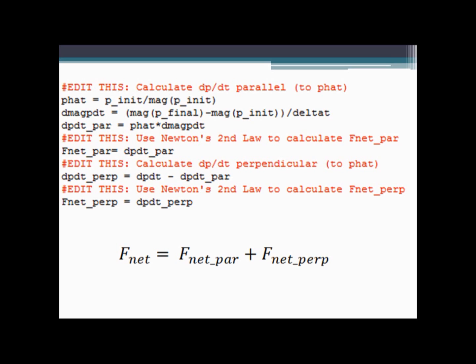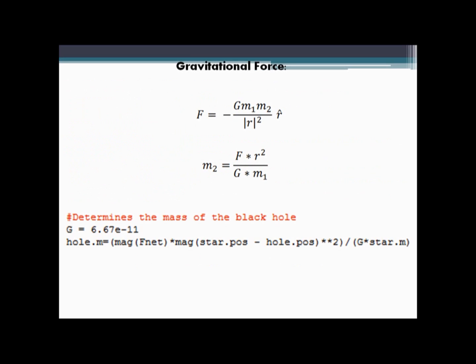The next component we need to find is the perpendicular component, which is found by subtracting the parallel component from the net force. The net force can be decomposed into these two components, the perpendicular and parallel, and if we add them together, we get the net force.